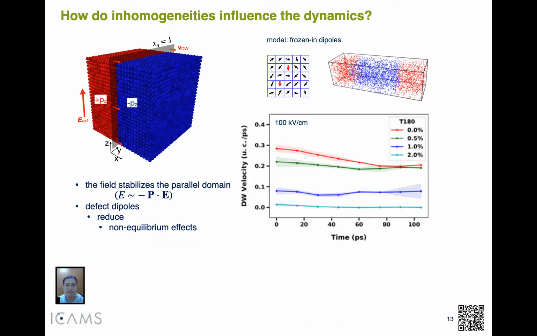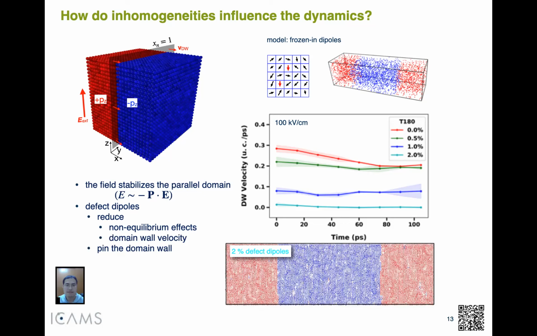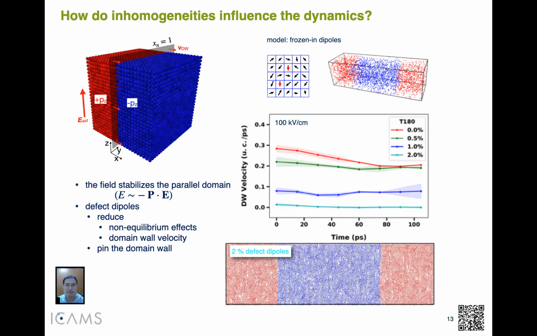So we assumed, again, the same domain structure with up and down dipoles. And in each of the domains, we have about 1% of defects aligned parallel, up or down, with the polarization. For comparison here again, the 0% defects, you have this initial acceleration and then saturation at a rather high velocity. But if you now bring in these defect dipoles, they remove this non-equilibrium effect. So they tune the energy landscape. They reduce the domain wall velocity. And for 2% of defect dipoles, it's already perfect pinning. So the domain wall for this field strength doesn't move any longer. Okay, that's on the pinning.